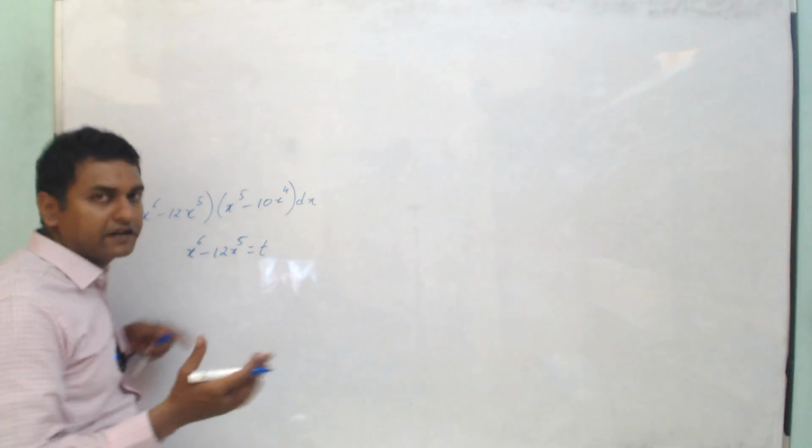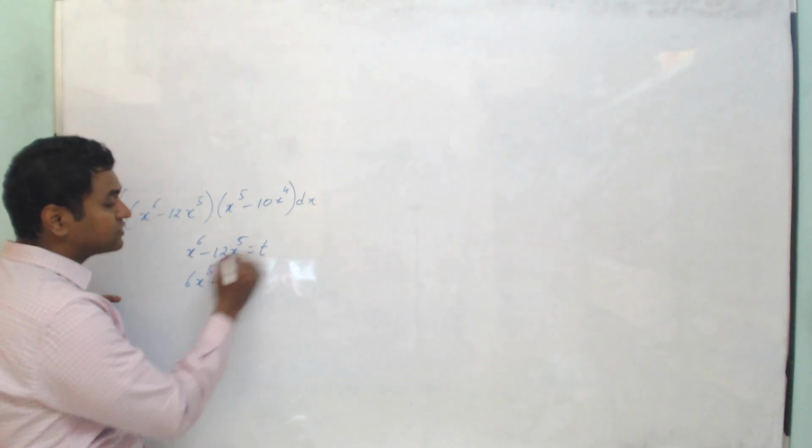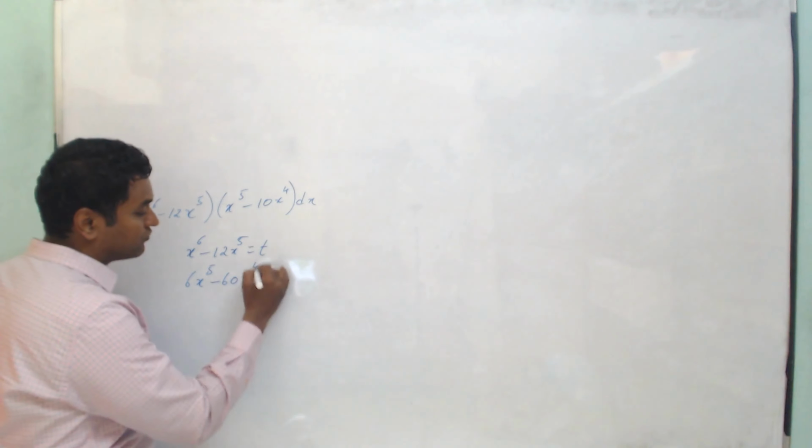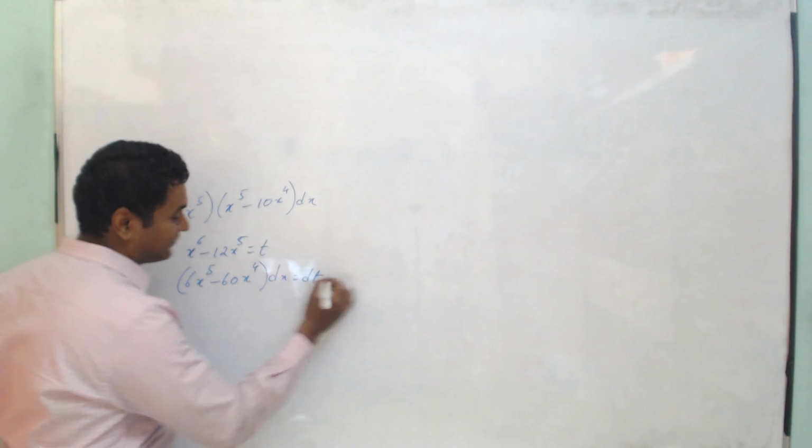You could have just tried it. So when you differentiate it, you will get 6x to the power 5 minus 12, 5s are 60x to the power 4 dx. And if you take 6 in common, you get, oh my god.